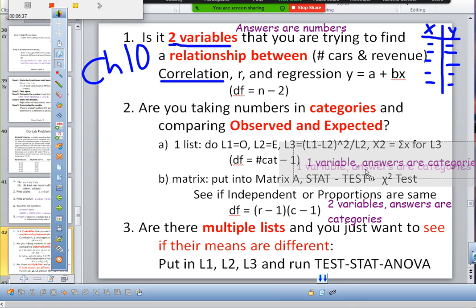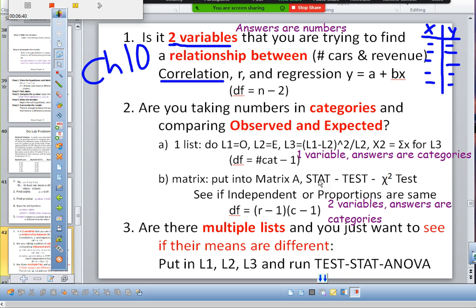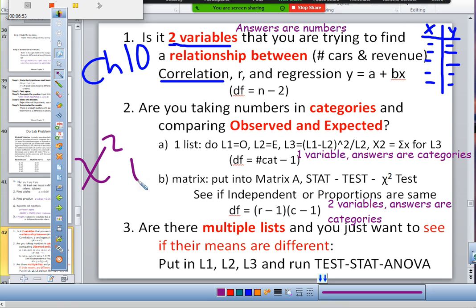They're not numbers. So these are my chi-squareds. So this is going to be chi-squared. And it's either going to be a chi-square. This is 11.1 and 11.2. 11.1 will be the list. And this is what you do with it.